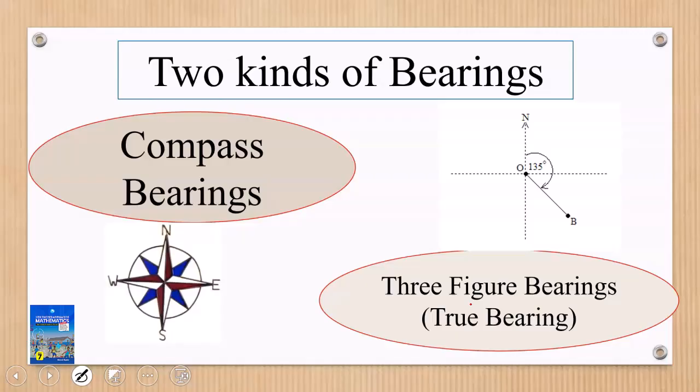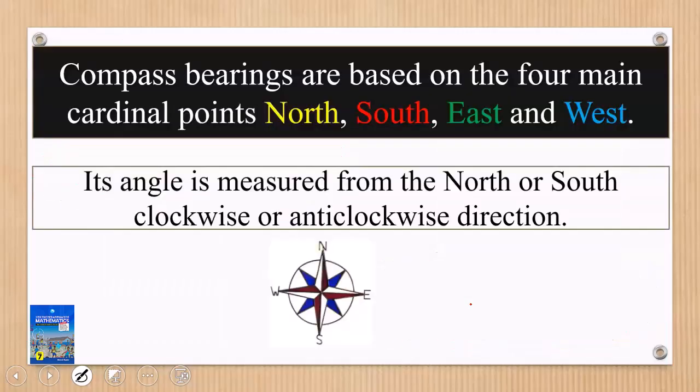Now we have two kinds of bearing we are going to study in school. The first one is called compass bearing, and the second one is called three-figure bearing or true bearing. Now we are going to focus more on the three-figure bearings. That's what we're going to do mostly in this year. All right, but then let me give you a brief understanding of the two types of bearings you have mentioned right now.